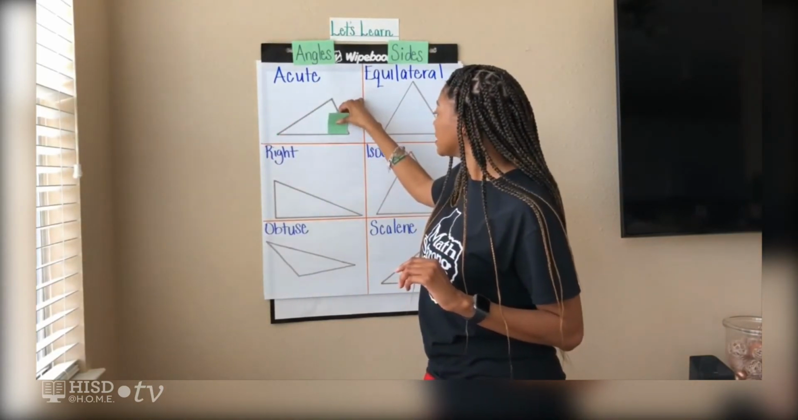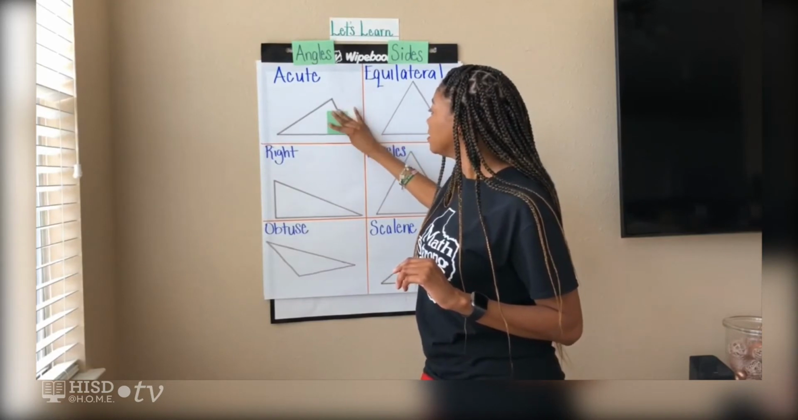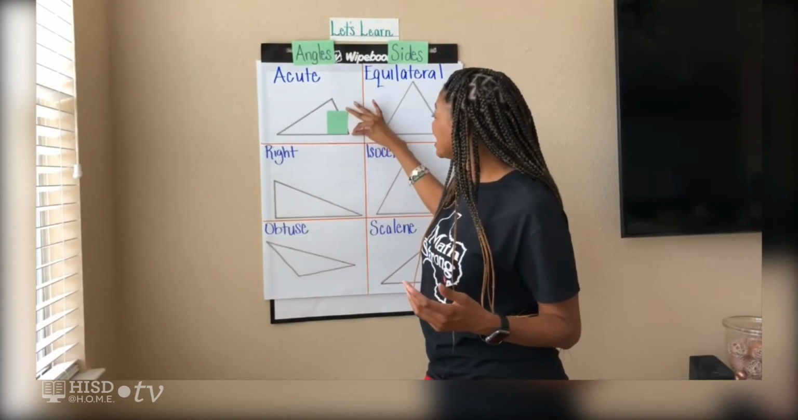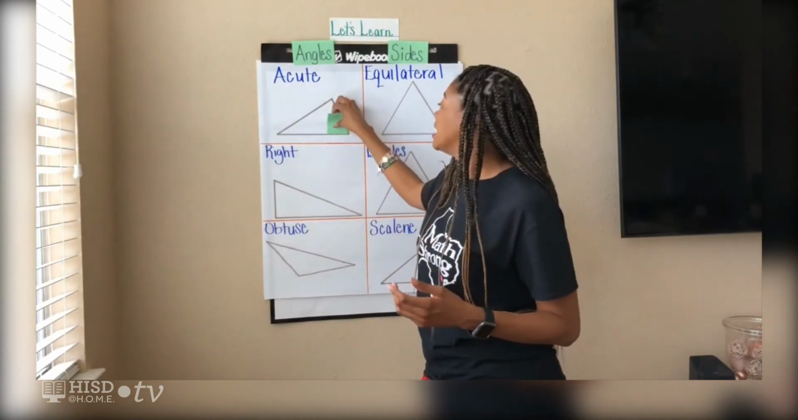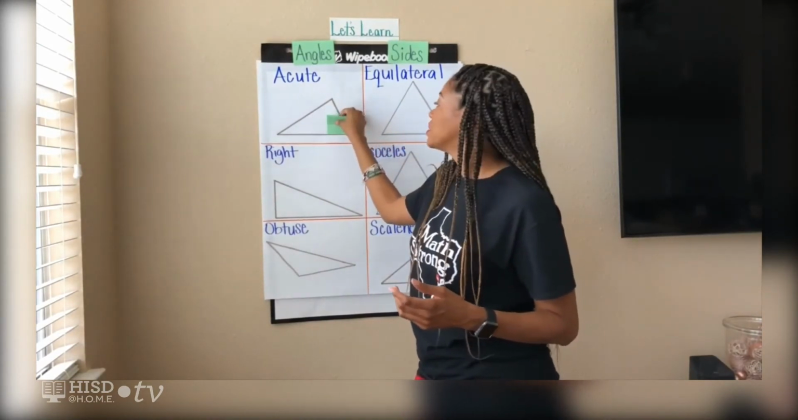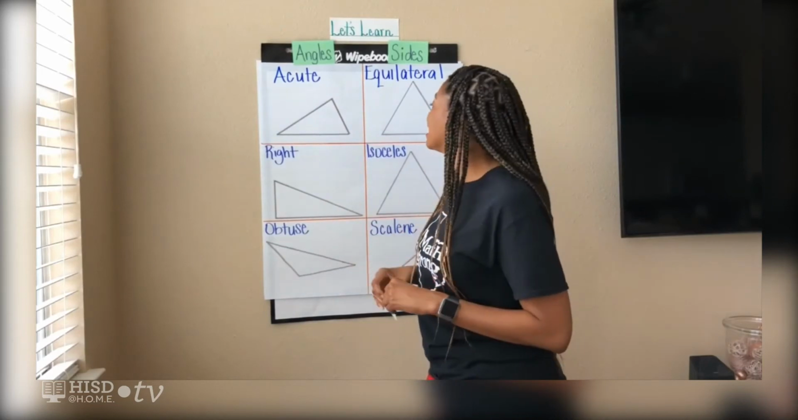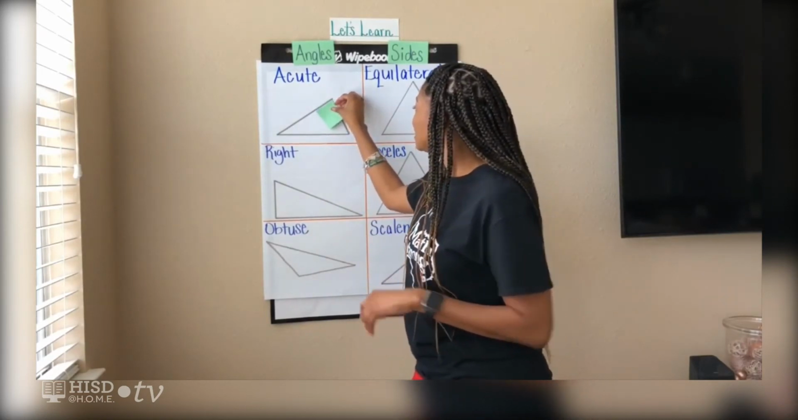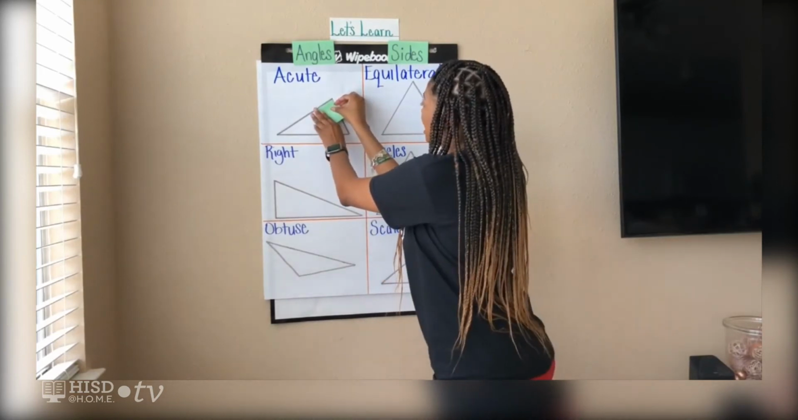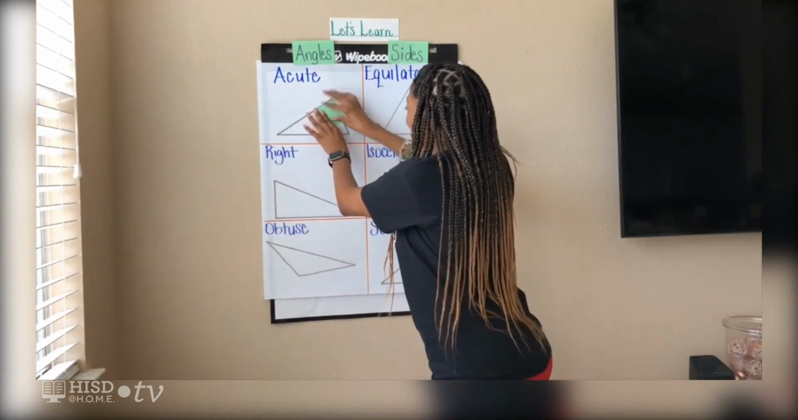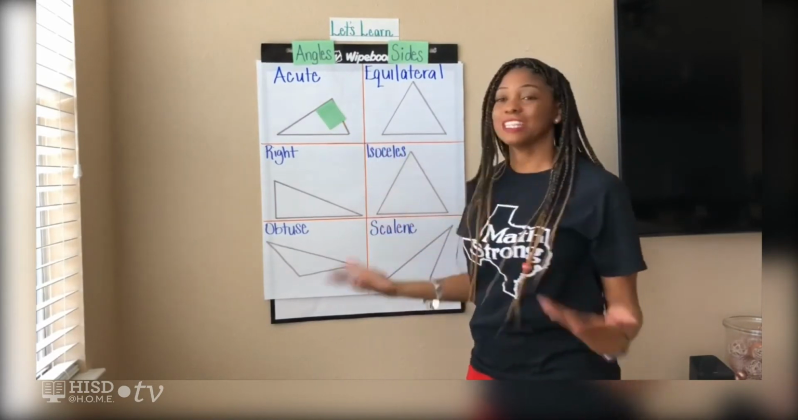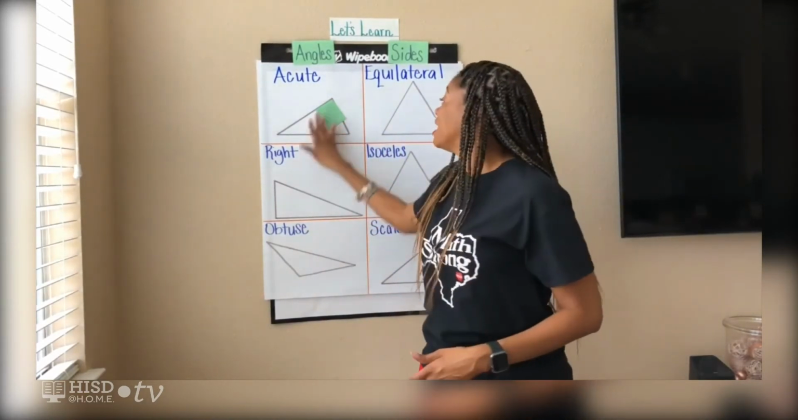Let's talk about this one. This angle is also acute because, again, you see the line goes through it. Sometimes it's a little difficult doing the angles when they're upside down. So let's talk about this one. I line it up, make sure I line it up, and I put it down. And if you notice, it goes through. So this angle is also acute.